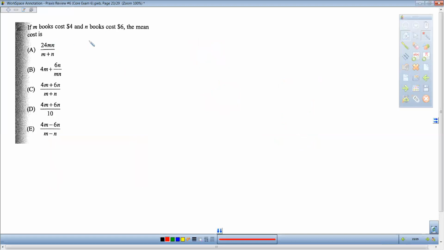If M books cost $4, so we're going to say 4M, and N books cost $6, and it says the mean is, well, you would add those up and divide by M plus N, because that's how many books you would have. So wherever we see 4M plus 6N divided by, so this one's 4M plus 6N, 4M, that's a subtraction. That's not going to work. That one's not. So it's between C and D, and it would be C.